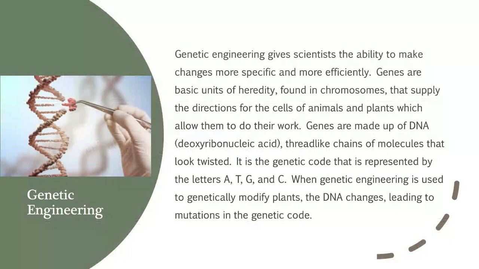Genes are made up of DNA, which are thread-like chains of molecules that look twisted in the picture on the left. It is the genetic code that is represented by the letters A, T, G, and C. When genetic engineering is used to genetically modify plants, the DNA changes, leading to mutations in the genetic code. An example of a change in the genetic code would be switching T to A or G to C.